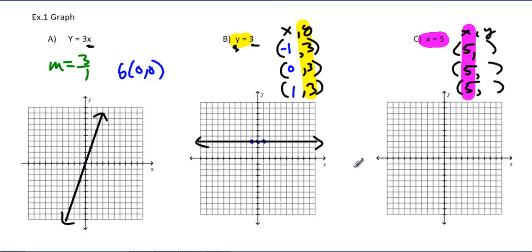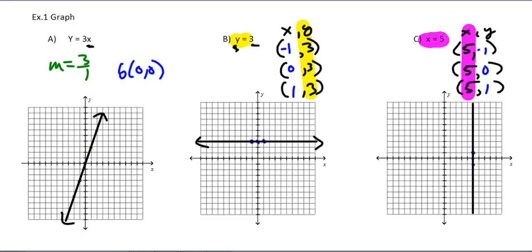And then for the other one that we started already, we fill in the y values the same way: -1, 0, and 1. So I have (5, -1), (5, 0), and (5, 1). We connect those dots, and we see a line that goes through the x-axis at 5.